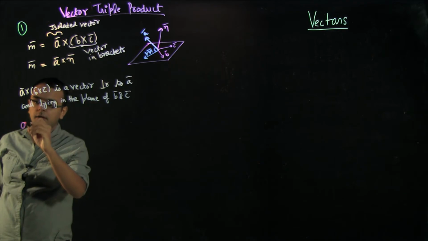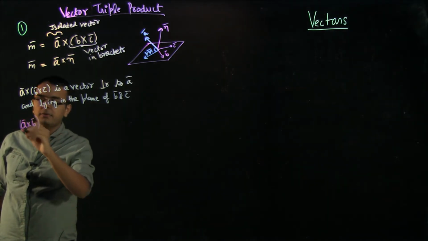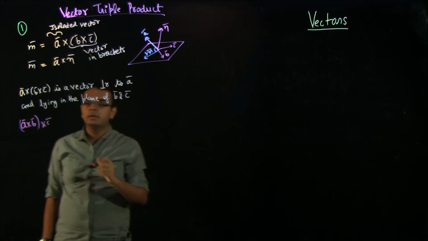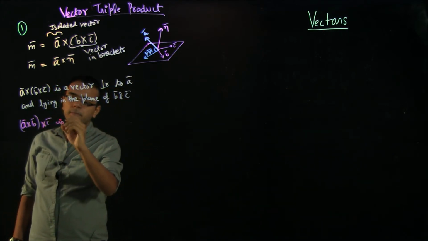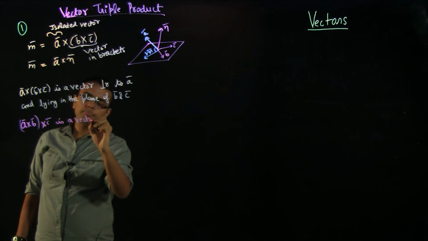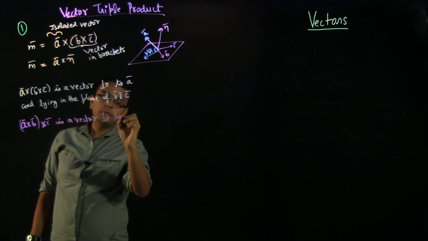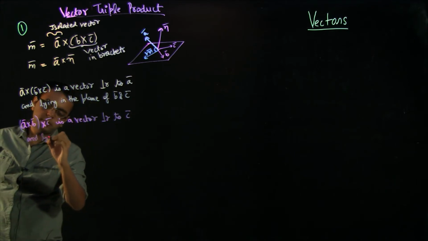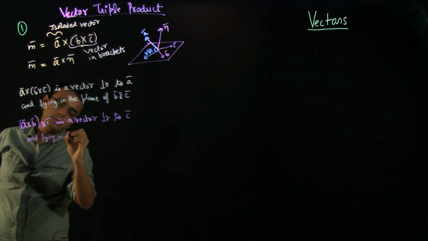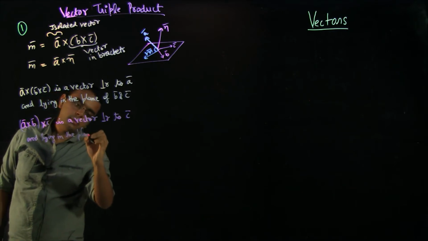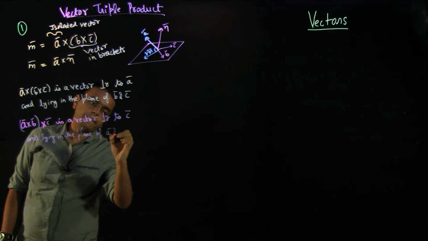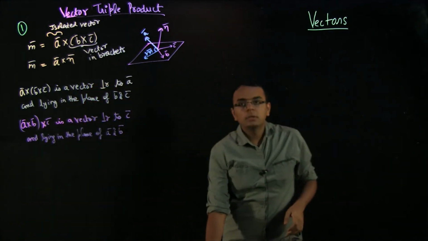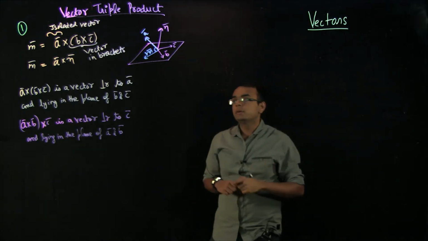If you have something like (A cross B) cross C, then the isolated vector is C and the vectors in brackets are A and B. So it is a vector perpendicular to C and lying in the plane of A and B. I hope you are able to understand this logic.